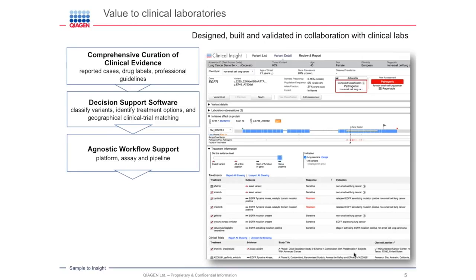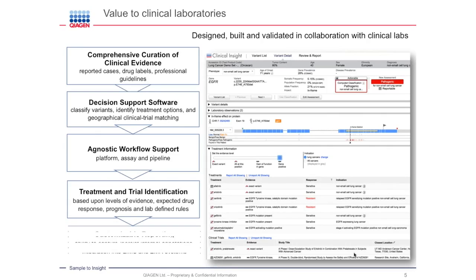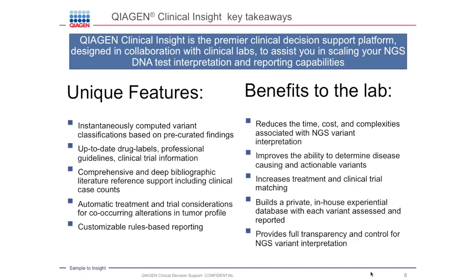It is agnostic to your workflow, so to your sequencing platform, or your assay or your pipeline. QIAGEN Clinical Insight can be integrated with any of the platforms available. It allows you to find treatment and trial identification based upon the level of evidence, the expected drug response, prognosis, or lab-defined rules, for example. And finally, it allows you to have a customizable reporting system with the ability to capture persistent information from all the samples that you are looking at, as well as integrating the information within your LIMS system or even your EMR.